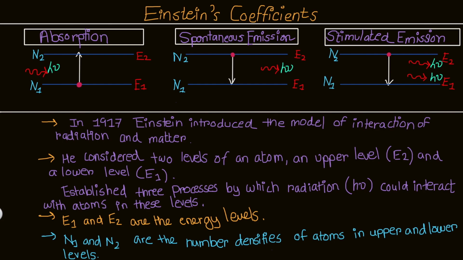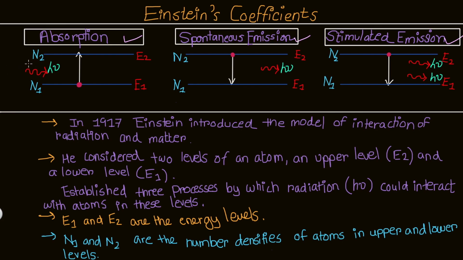So the three processes are, as you can see, I've written over here: absorption, spontaneous emission, and stimulated emission. So in absorption, as you can see, the two levels. The first level is the ground state level, which is E1, and the second level is the upper state, so the upper level, that's E2.